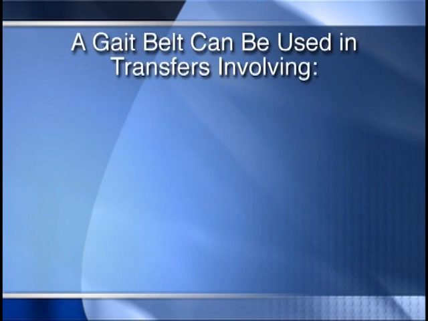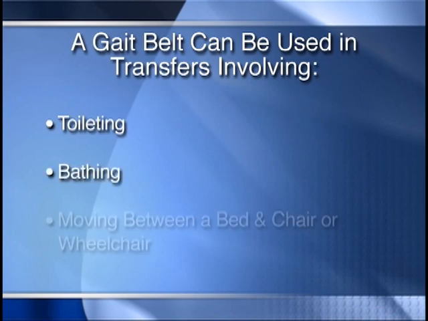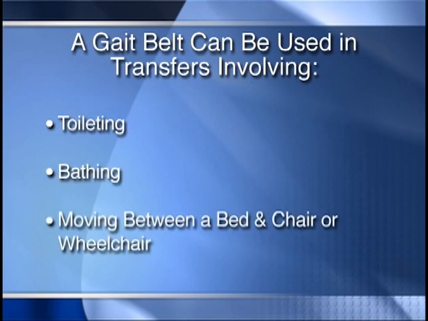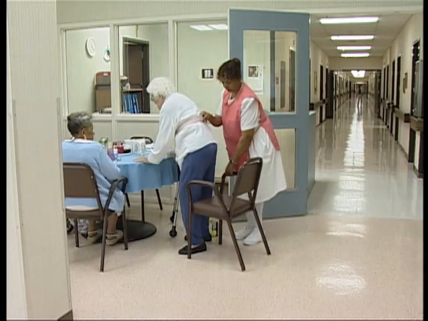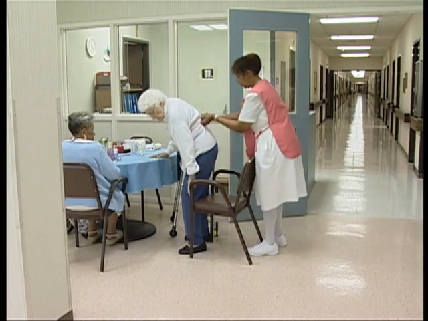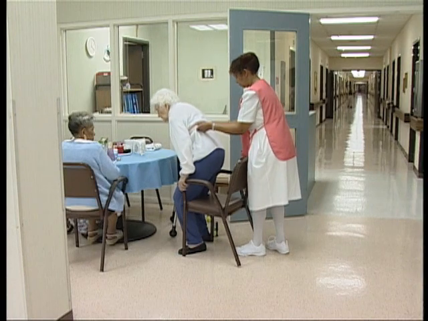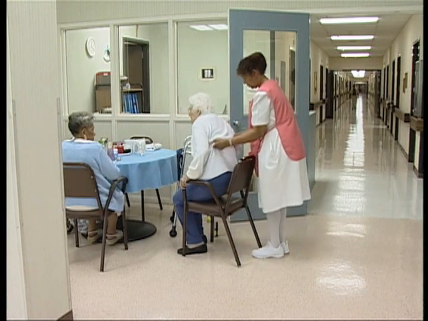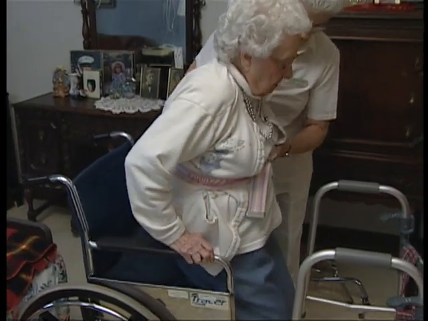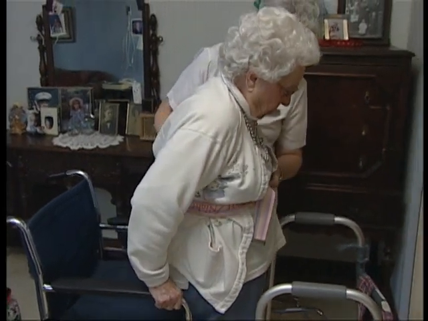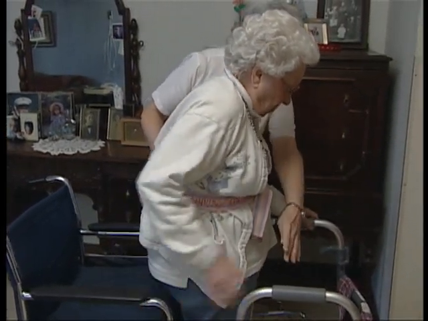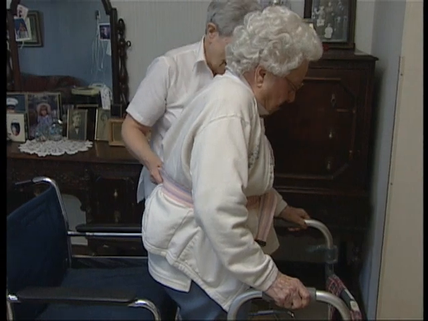Typically, a gait belt can be used in transfers involving toileting, bathing, and moving between a bed and chair or wheelchair. Gait belts can also provide added support and safety when walking a resident to another location, such as the dining area. The following is an example of performing a transfer with a gait belt. The transfer will be from a chair to a standing position with a walker.